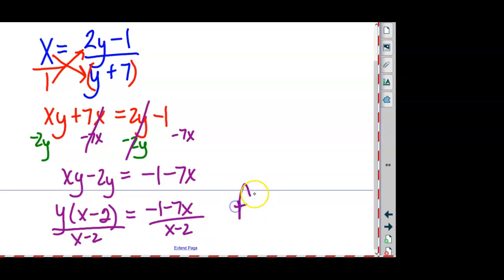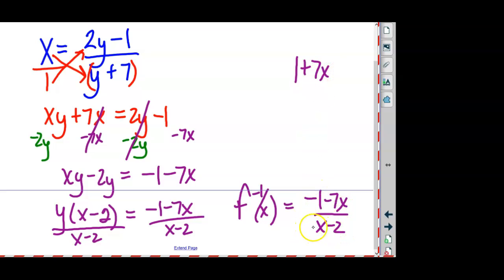So I have y by itself. And I have over here a negative 1 minus 7x all over x minus 2. It's actually much prettier if you change the signs top and bottom. You could write it as 1 plus 7x if you changed all those, and if you changed the signs down here so that you had a negative x and a positive 2, you could write it like this. Somehow that looks prettier to me, but it's equivalent. Doesn't matter which way you did it.